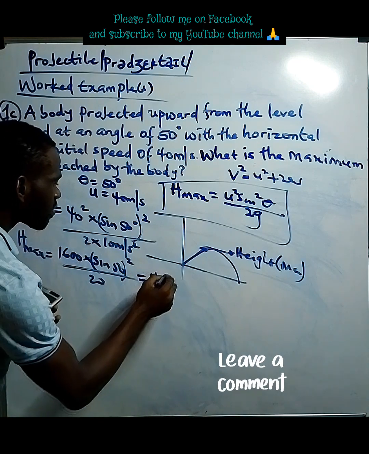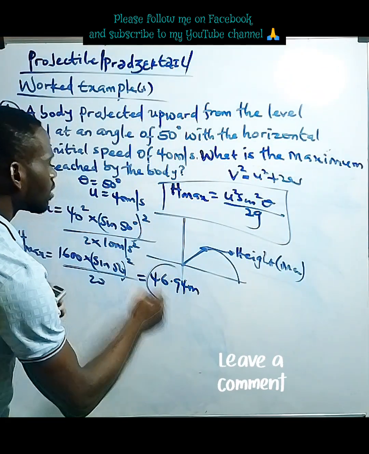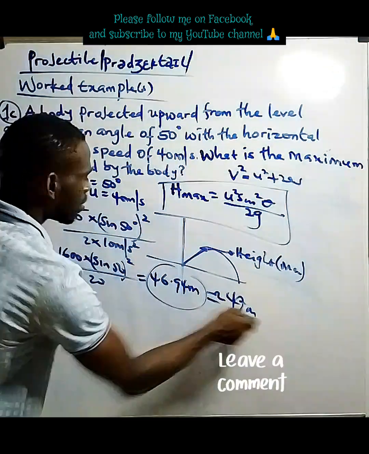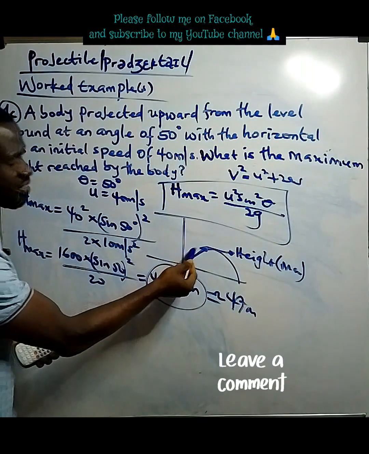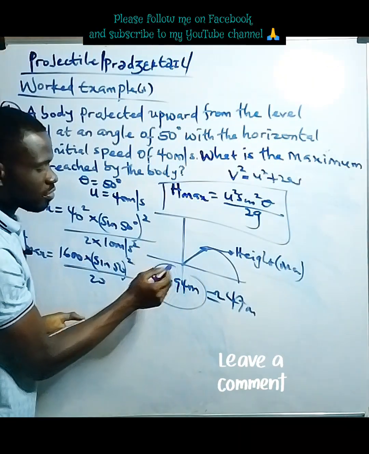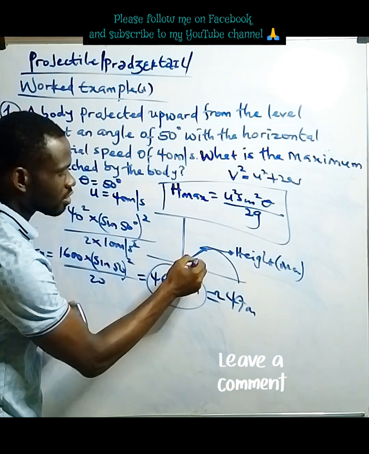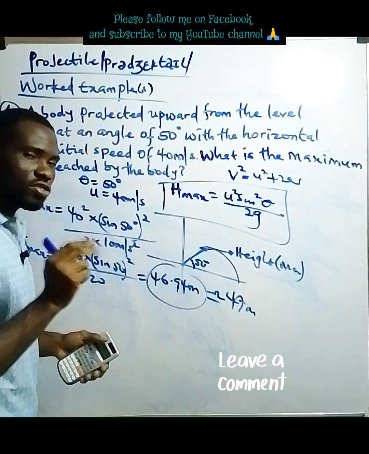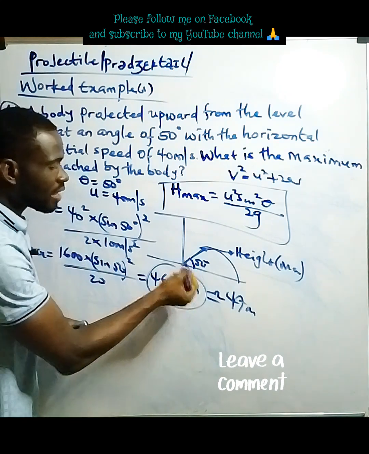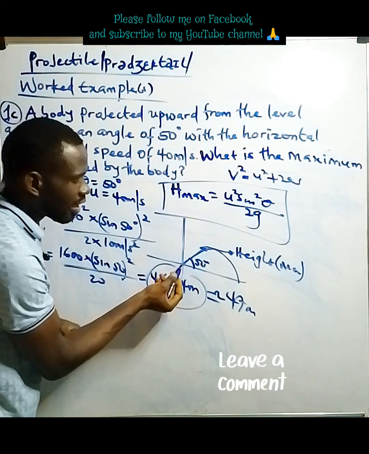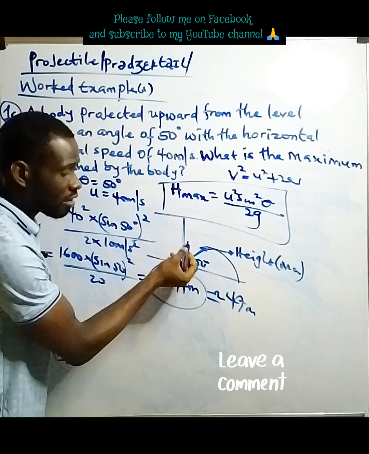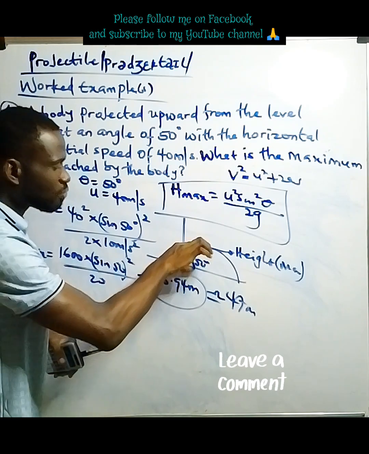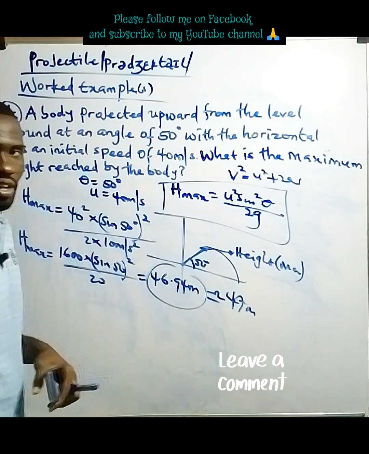That is 46.94 meters. If I approximate this to the nearest whole number, you have 47 meters. So the highest height this body attained was 47 meters from the ground. So it was shot like this at an angle of 50 degrees. When it was shot at an angle of 50 degrees with an initial speed of 40 meters per second, the body did two things. It moved along the x-axis and also along the y-axis, and attained a max height of 47 meters approximately before it started falling back to the ground.